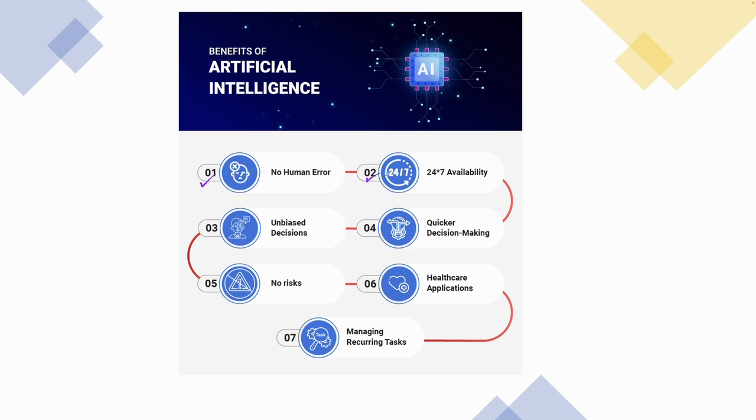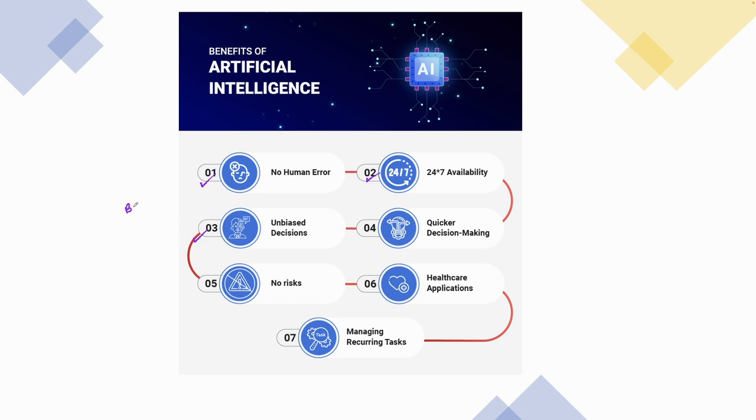Then 24/7 availability. Yes. Humans need to eat, drink, and sleep to perform a task, but here we are talking about machines that can work 24/7, 365 days. So all throughout your year, the machines can be working. They don't have to sleep, just like humans. So it's available 24/7.